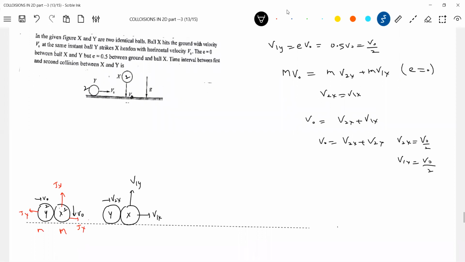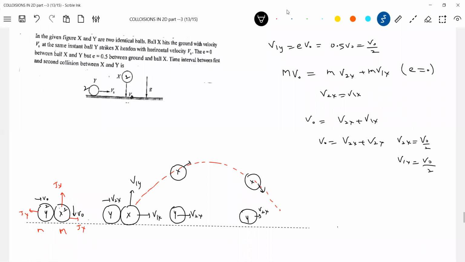Will they get stuck? Because for ball x, there's also a y component of velocity, no? So what will happen to it? It will move in a parabolic path. This will be the path of ball x. Then what about ball y? Ball y will be moving here with V2x. Will they have the same displacement? Yes, horizontal displacement must be the same.